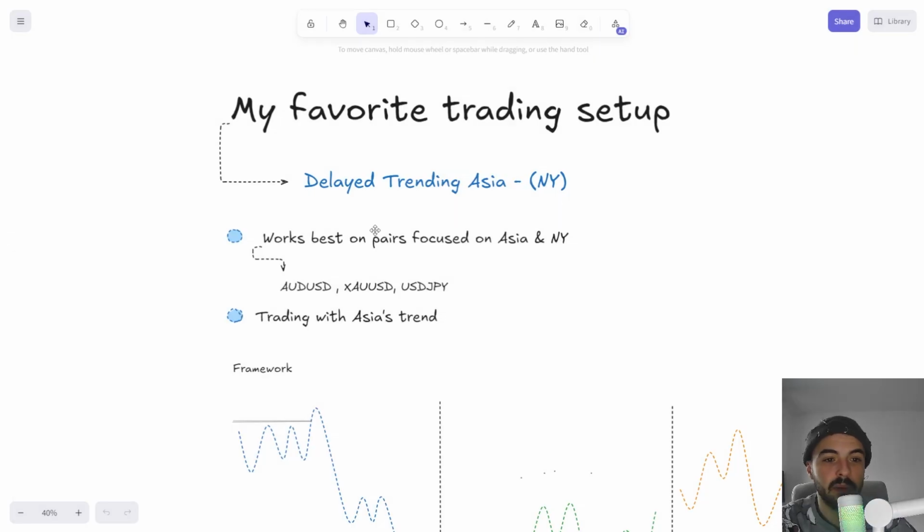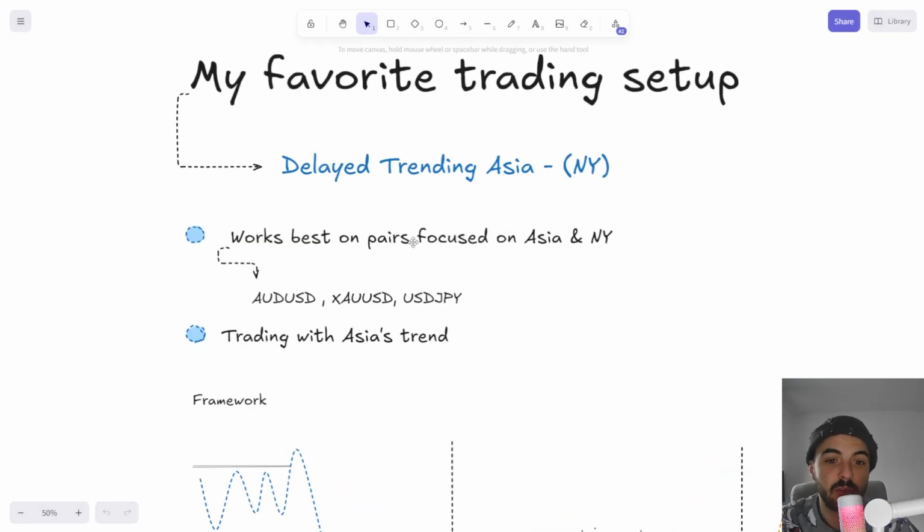It works best on pairs focused on Asia and New York, pairs like AUD USD. This is the best pair. Gold, USD JPY, and so on. It can work on Euro USD, GBP USD, and pairs like that, but it will not happen that often, right? The style of this setup is trading with Asia's trend. It's basically a trend entry, but it's framed around intraday sessions, right?